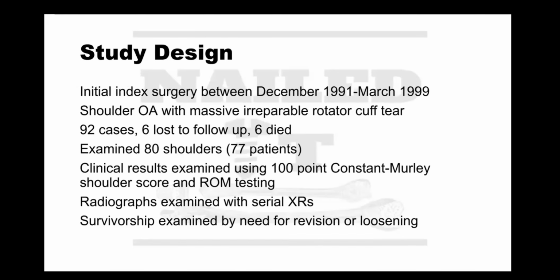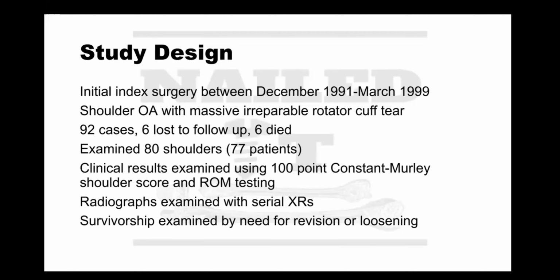So the study design: the initial surgery was between December of 1991 through March of 1999. The patients had shoulder arthritis with a massive rotator cuff tear. Overall, they had 92 cases. They lost 6 of them to follow-up and 6 of them died. So they examined 80 shoulders in 77 different patients. In their clinical results, they examined using a 100-point Constant-Murley shoulder scale and range of motion testing.